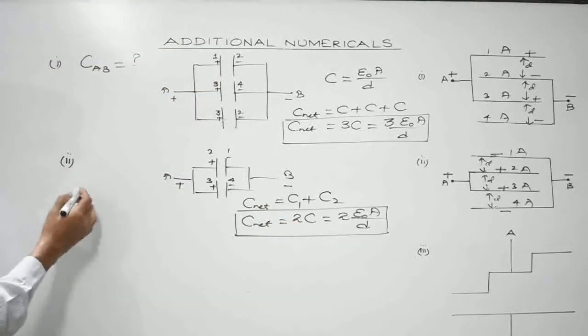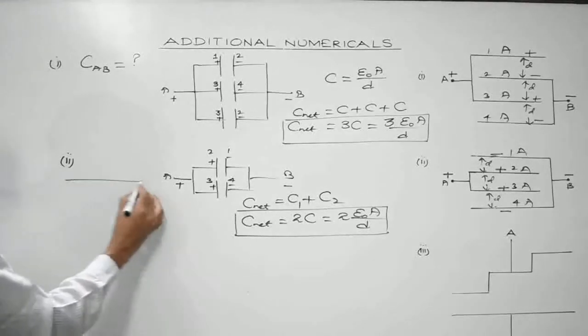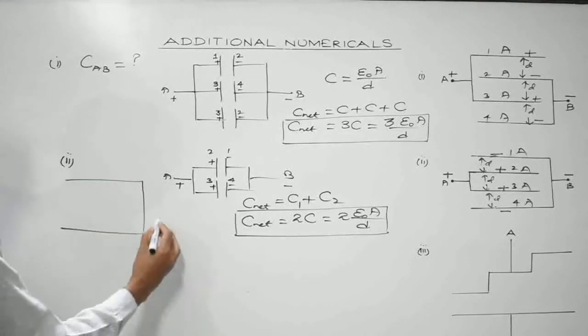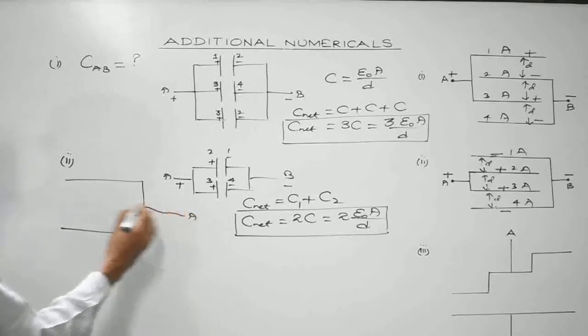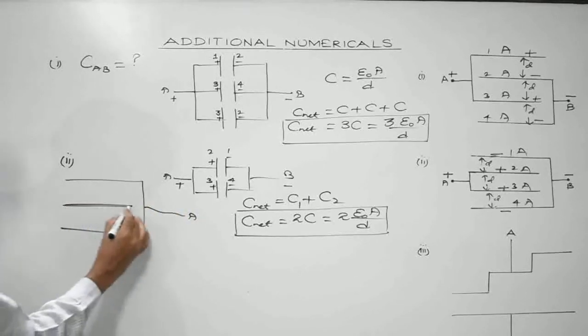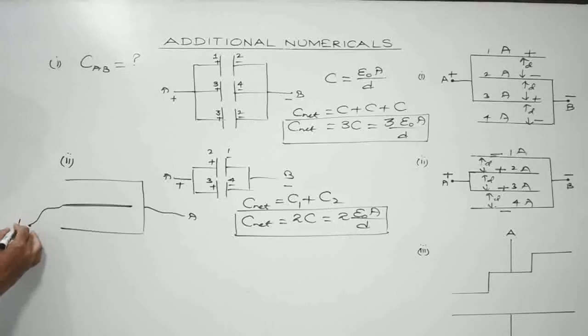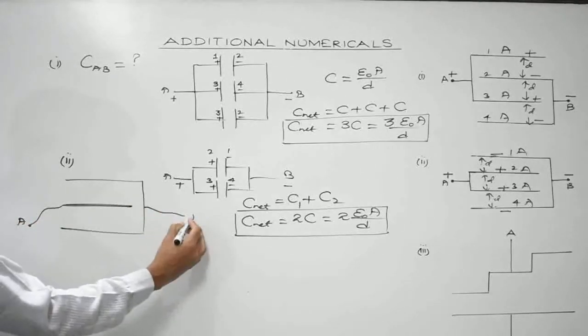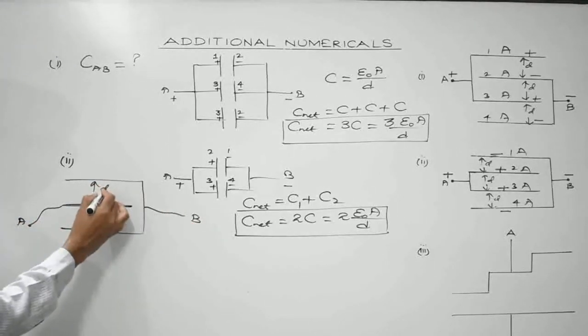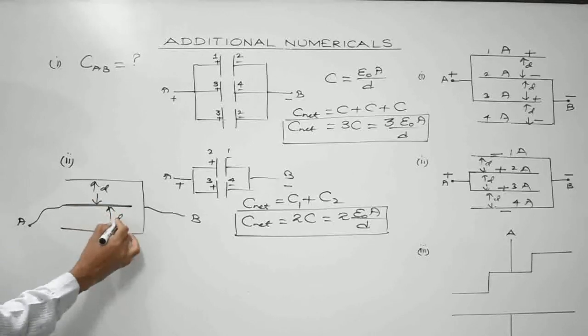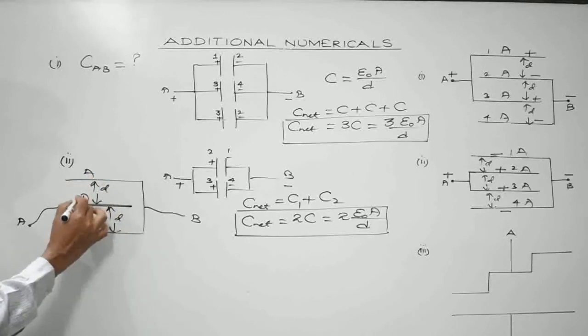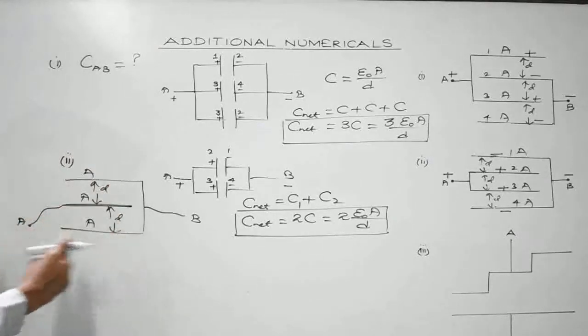One more thing. If it's given like this, suppose A is a single plate and it is connected to a wire whose end is maintained at potential B. Or this can be considered to be A and this can be considered to be B. And the separation between the plates is given to be D and the cross-section area of each plate is given to be A. What will be the equivalent capacitance in this case?